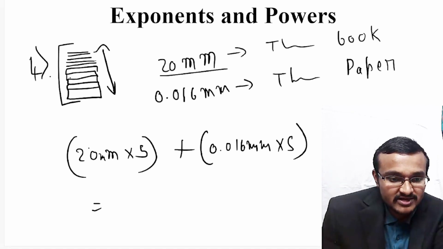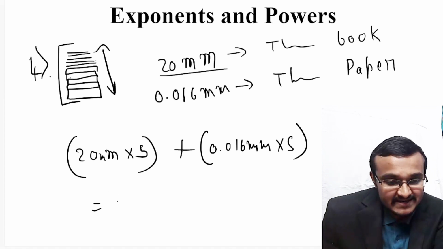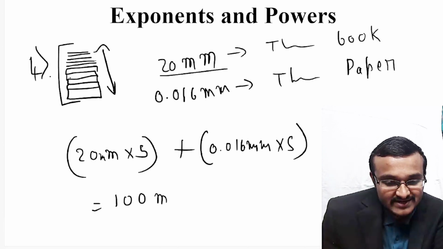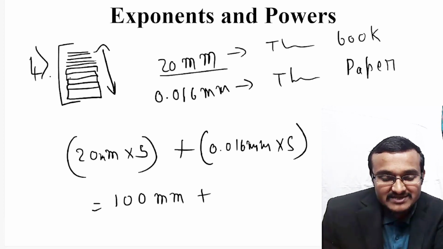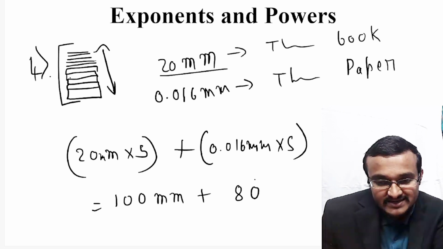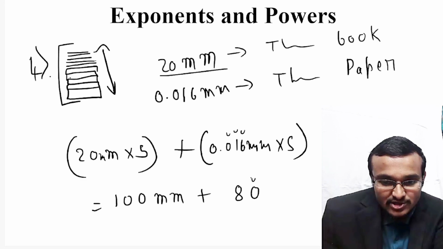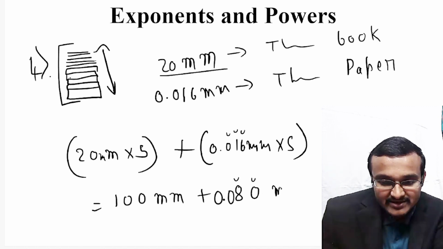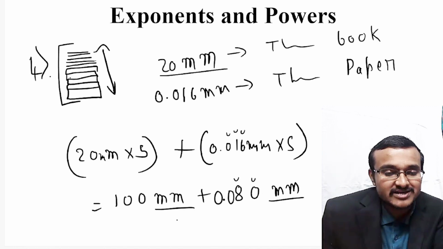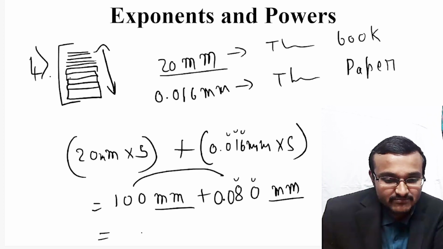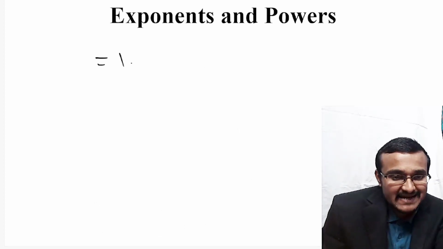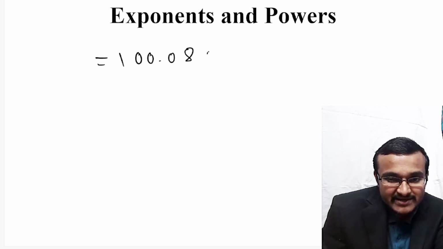So when you calculate this, 5 into 20, 5 2s are 10, so 100, here 1 0 is there. So after 10, 1 0 will be there. So it is 100 millimeter plus, here when you multiply 16 with 5, it will become 80. 16 5s are 80. So after 3 digits, the decimal point is there. Here also after 3 digits, you should put the decimal point. So 0.080 millimeter. So here you should see both have the same SI unit, millimeter, so you can directly add these numbers. So 100 plus 0.08 will be equal to 100.08 millimeter. So now the answer which we have got is 100.08 millimeter.